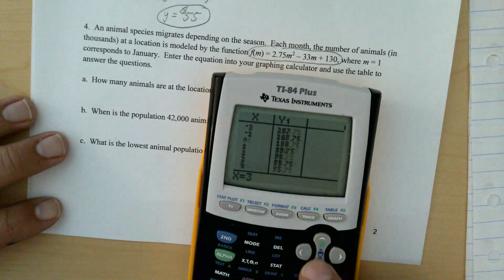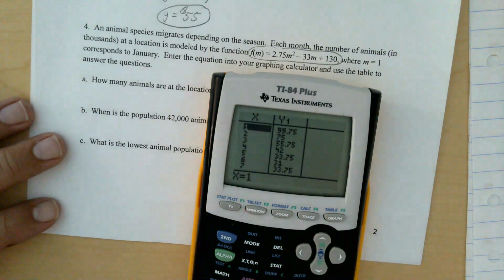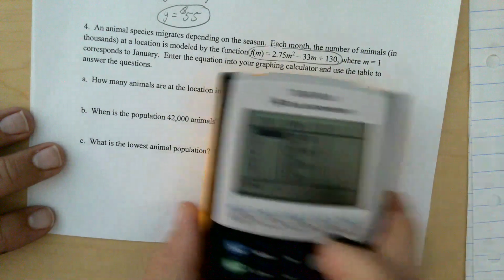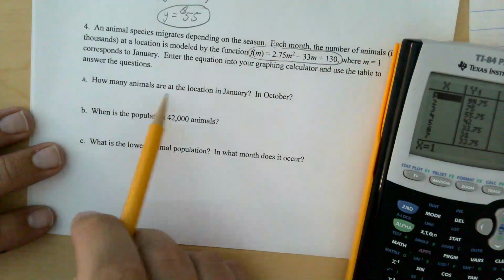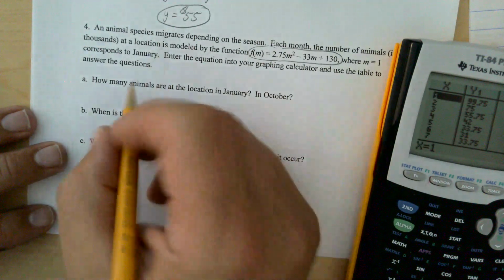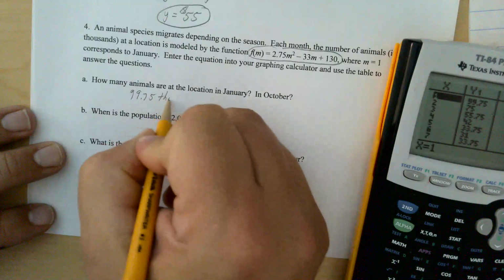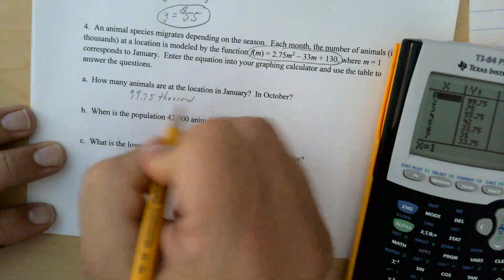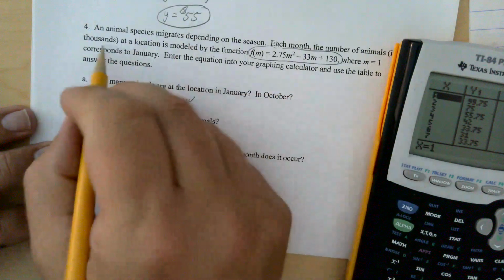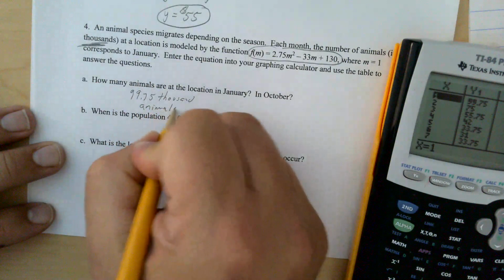So I want to find January. So I'm going to position my calculator so I start with a 1. I see in January, how many animals are located in January? That's the first month. There are 99.7 thousand. Okay, just remember it's in thousands. It tells you that in thousands, and that's animals.